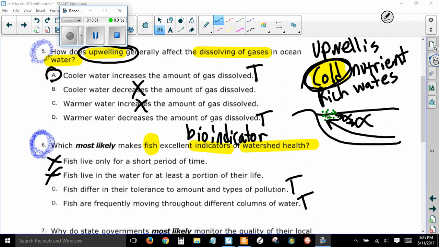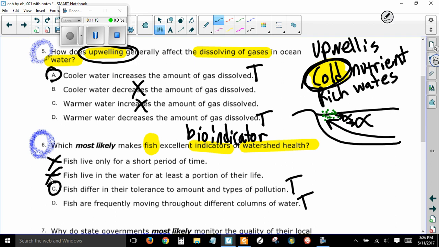Okay, so all that stuff that builds up in the fish tank, that's natural pollution. They're whatever they excrete. So the best answer here is C. And this is what makes a bioindicator. A bioindicator is a species that is tolerant or not very tolerant of pollution.